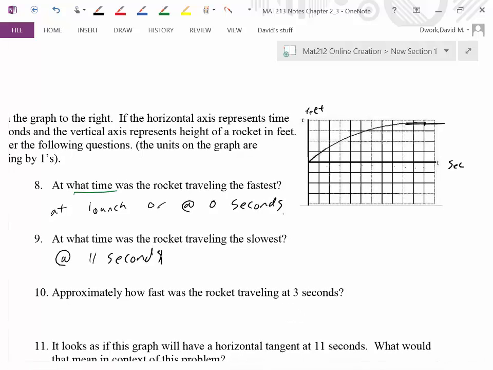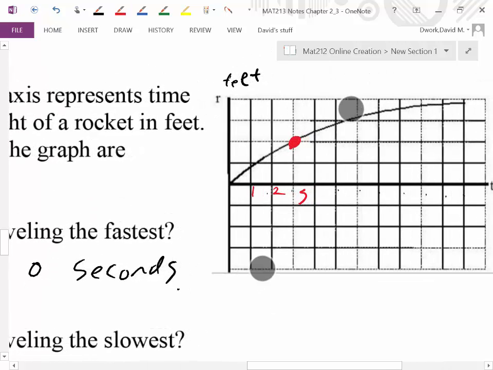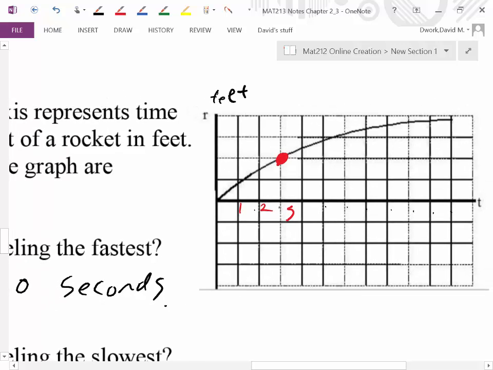Now, here comes the hard part. Approximately how fast is the rocket traveling at 3 seconds? Okay, so now we're going to have to start putting together what we learned about the derivative and what it means and how we find it. So let's really see if we can put this all together. At 3 seconds, there's 1, there's 2, there's 3. So right there, how fast is the rocket traveling right there? How are we going to figure this out?